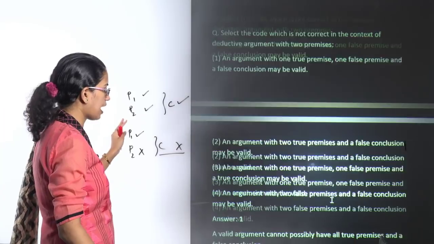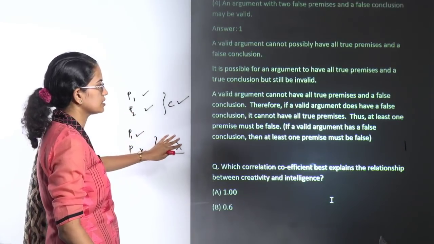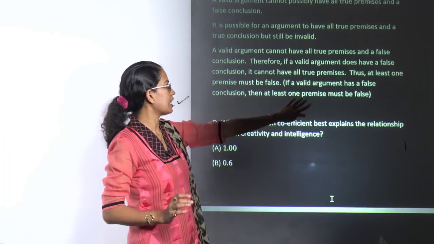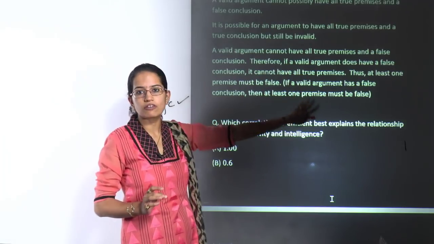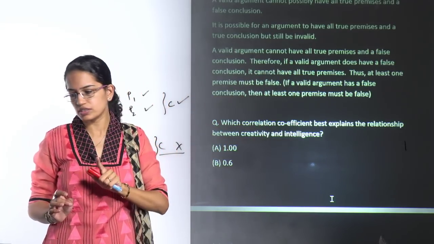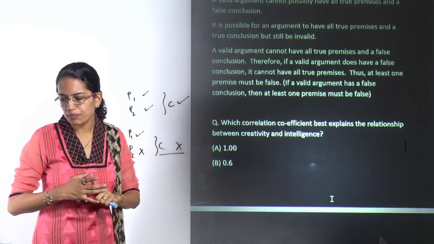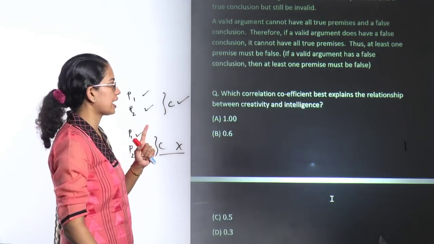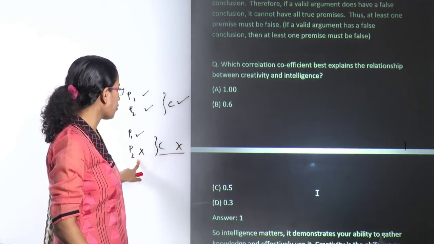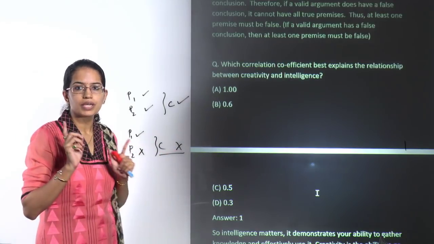So a valid argument can possibly have both premises true and a false conclusion, that's true, but you have to understand how this runs. So if a valid argument has a false conclusion, then at least one of the premises must be false, okay. So that's very important to understand, that even if you are having one premise which is false, the conclusion would turn out to be false.